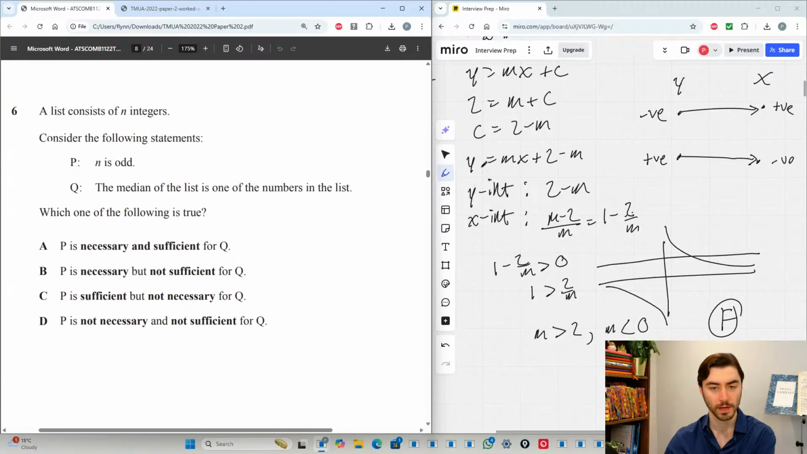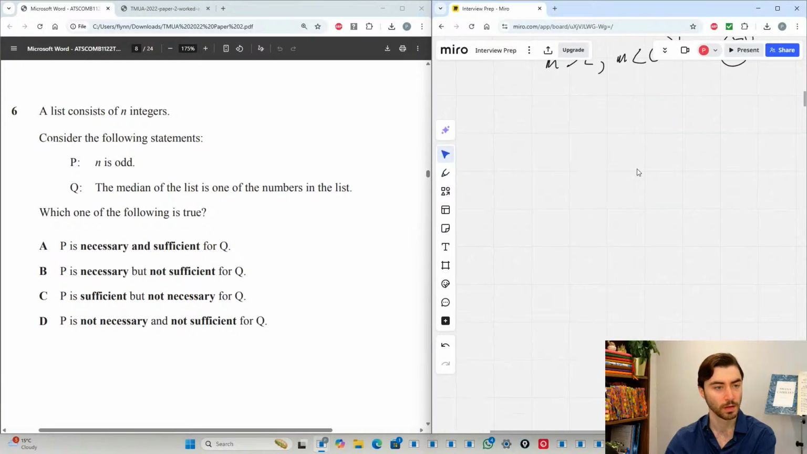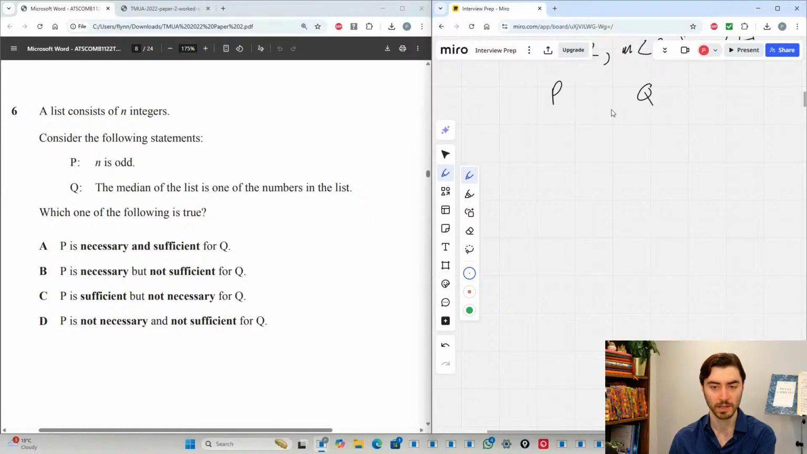Okay, necessary and sufficient. Okay, so again, let's consider P and Q and let's map this out. So let's work out the relationship between n odd, n even, and for Q, the median of the list: median is in list, and median is not in list.